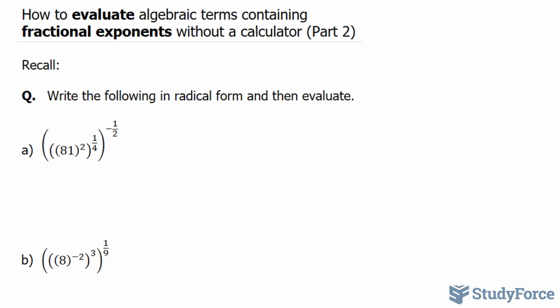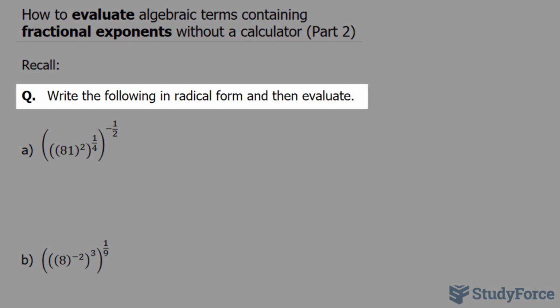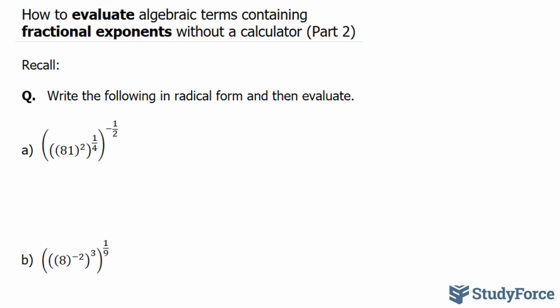In part 2 of this video, I'll show you how to evaluate algebraic terms containing fractional exponents without a calculator. The question asks, write the following in radical form and then evaluate. So what we have here for part A is the base of 81 to the power of 2, to the power of a quarter, to the power of negative half.